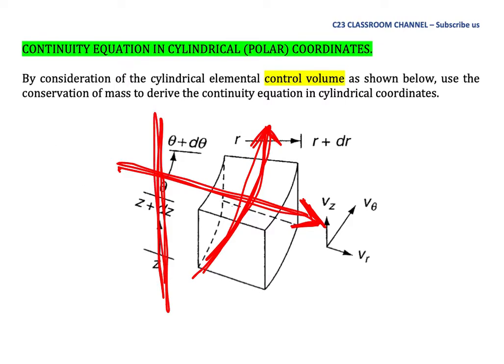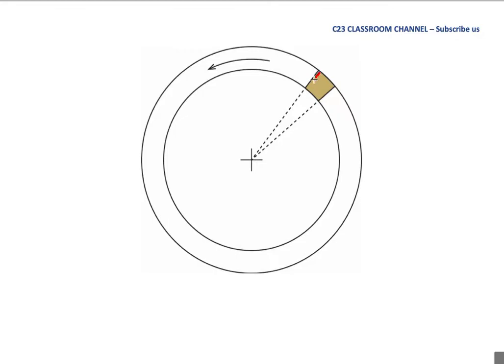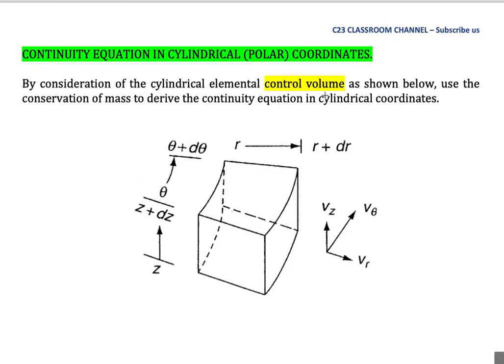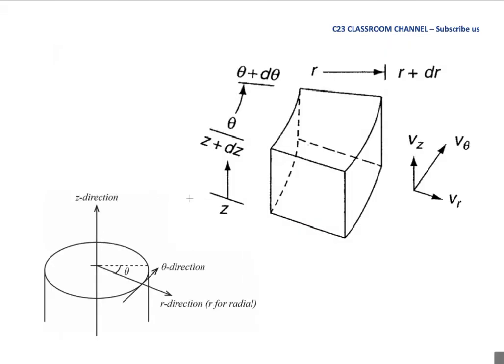This element actually comes from part of this one. It is taken out and looks like this. The z direction is normal to the screen, or it can be shown like this. The r direction is for radial, and the theta is the tangent at this contact point, so it reflects the angle theta here. This is the simplification of this diagram from this diagram.